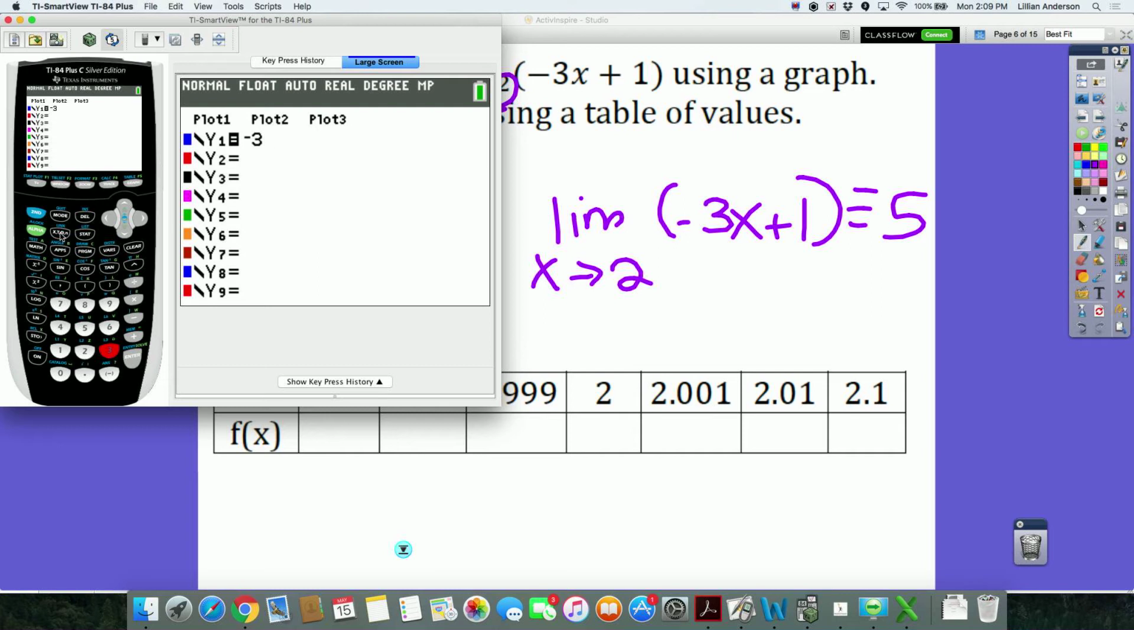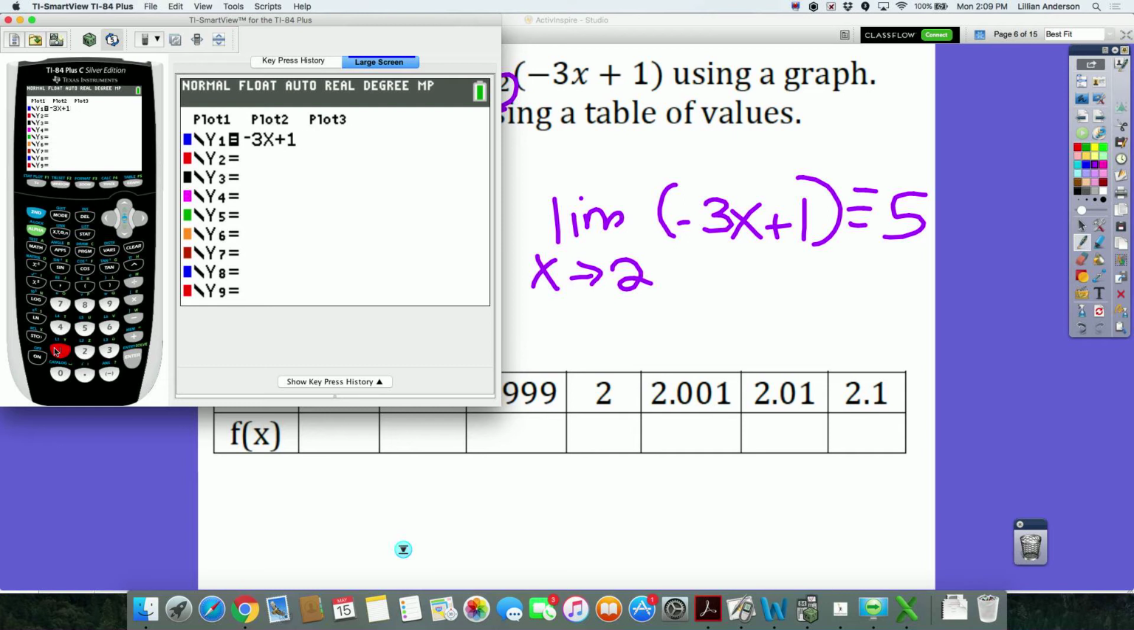So -3, then you press the X button. X is located right beside the alpha button. And then +1. Now before you click graph, you don't want to click graph because all it's going to do is show you the picture of what was already on your paper, okay?